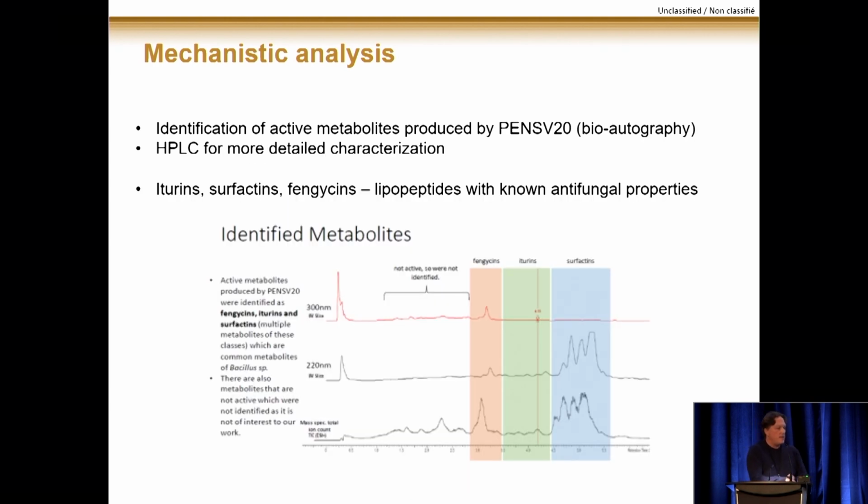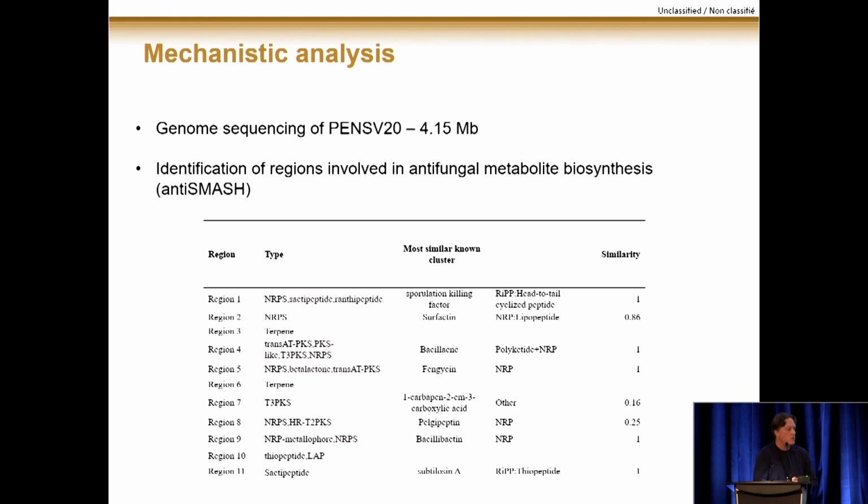And he identified these as lipopeptides, the classes iturins, surfactins, and fengycins. These were already known to be lipopeptides with antifungal properties. So this was encouraging, that these are the metabolites that are being produced.